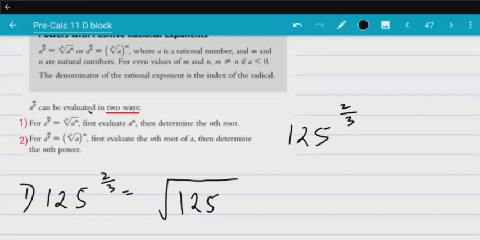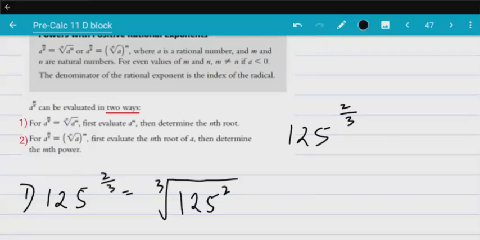Now let's take a look at what it says here. The denominator becomes the index. So this 3 becomes the index, right? And then the numerator becomes the exponent, right? Now, what is 125 squared? Let me just quickly do that using my calculator. 125 squared would be 15,625.